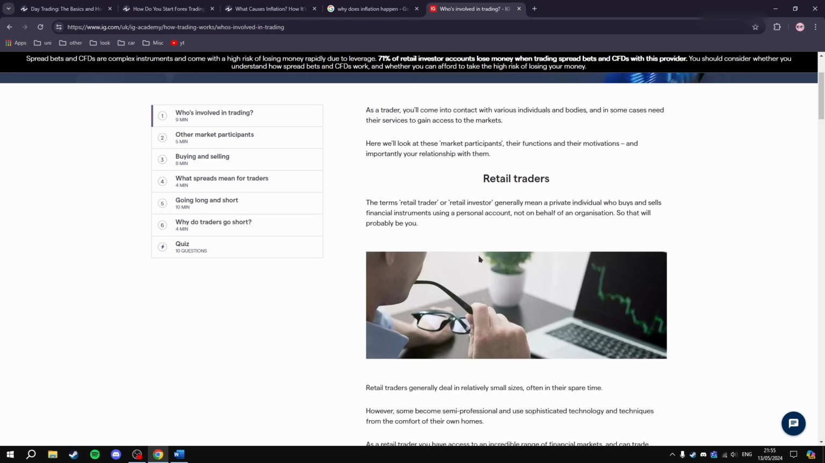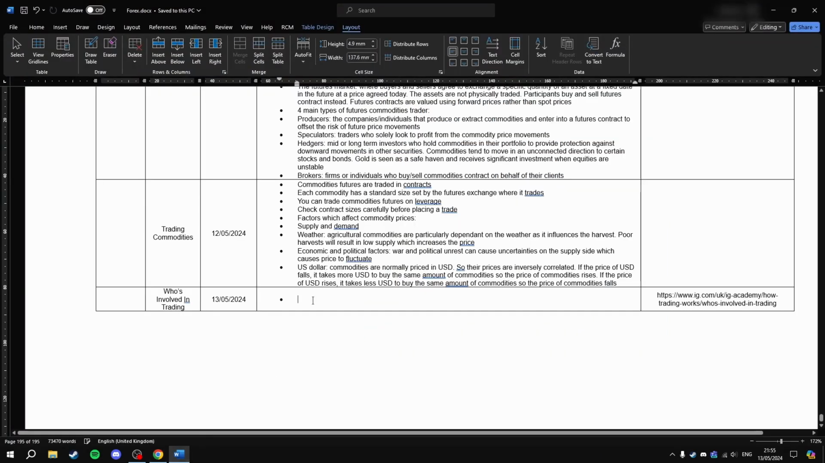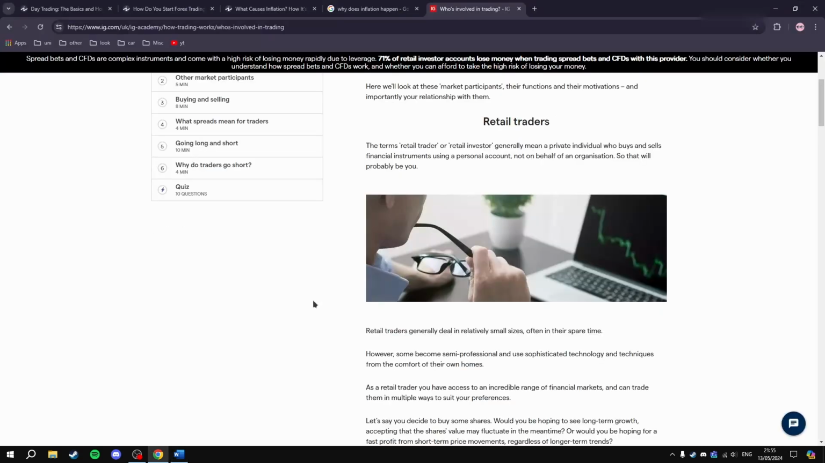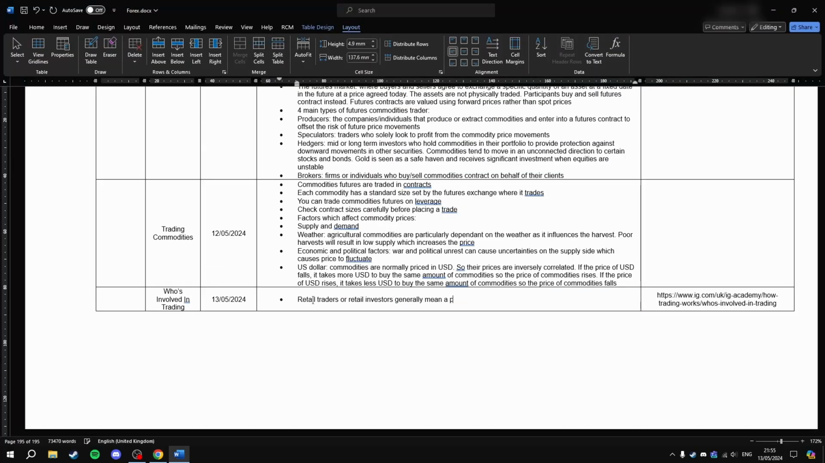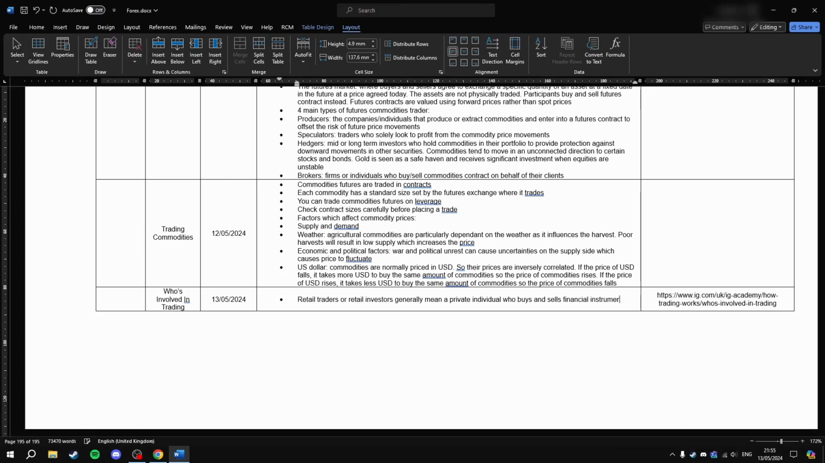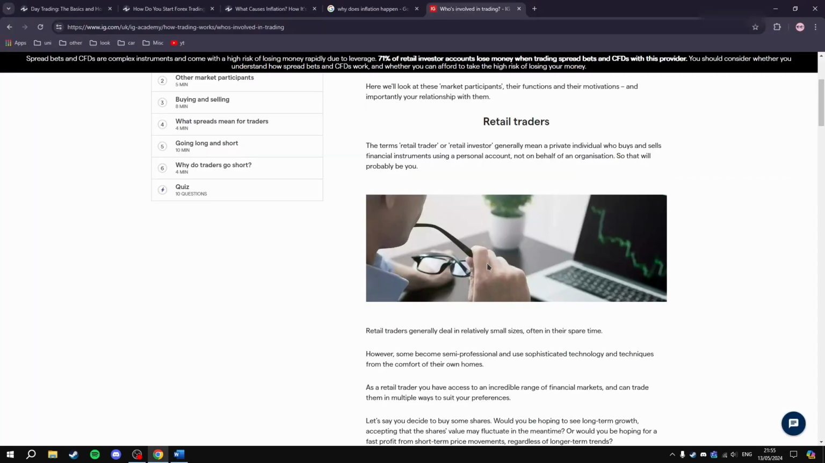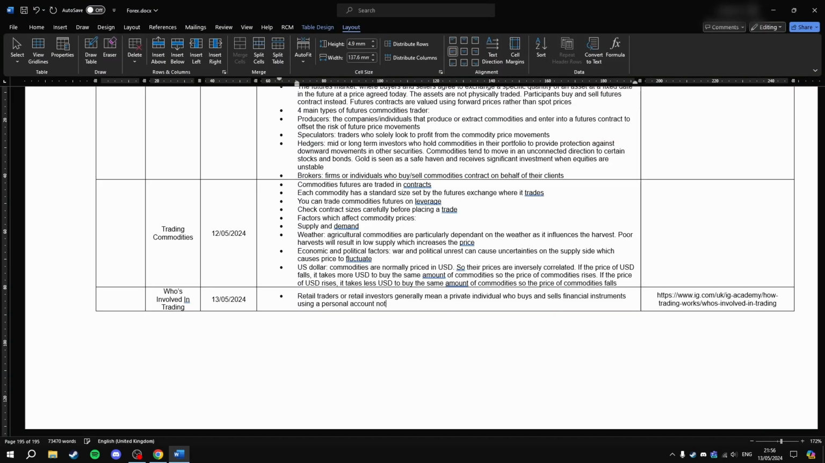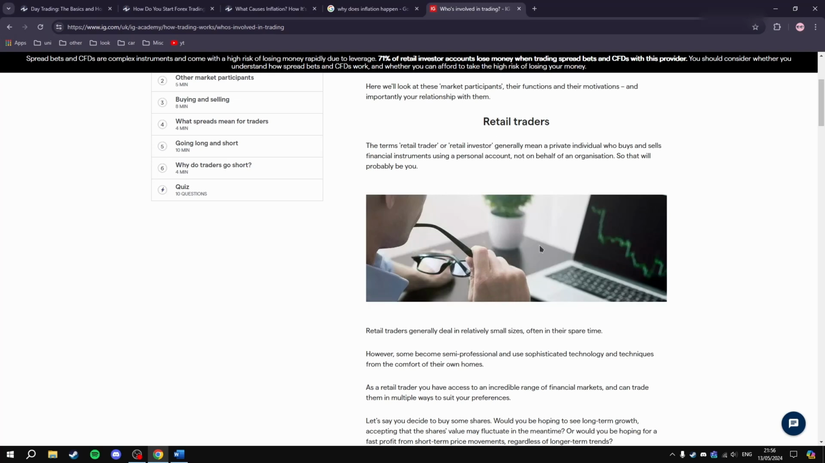Retail traders. The terms retail trader or retail investor generally mean a private individual who buys and sells financial instruments using a personal account, not on behalf of an organization. So that will probably be you.